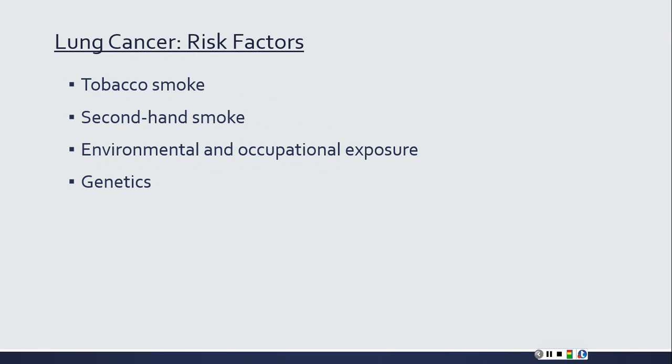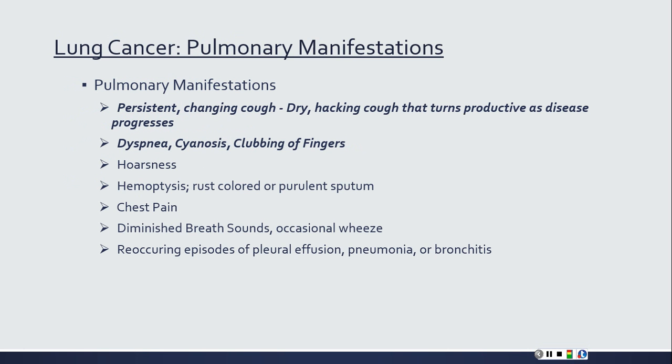The risk factors include tobacco smoke, so direct inhalation of cigarette smoke, also secondary smoking, or secondhand smoke. Environmental and occupational exposures also play a big role, and then genetics as well. You need to know these. The pulmonary manifestations of lung cancer include a persistent changing cough, a dry hacking cough that can turn productive as the disease progresses.